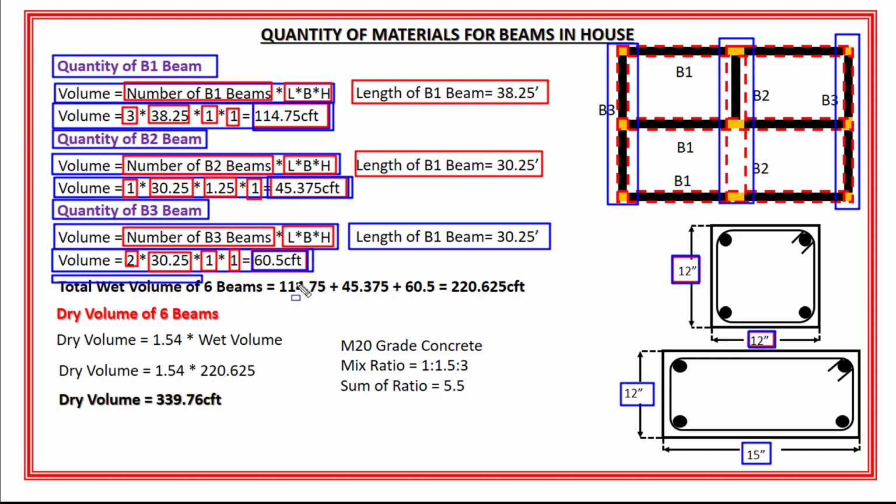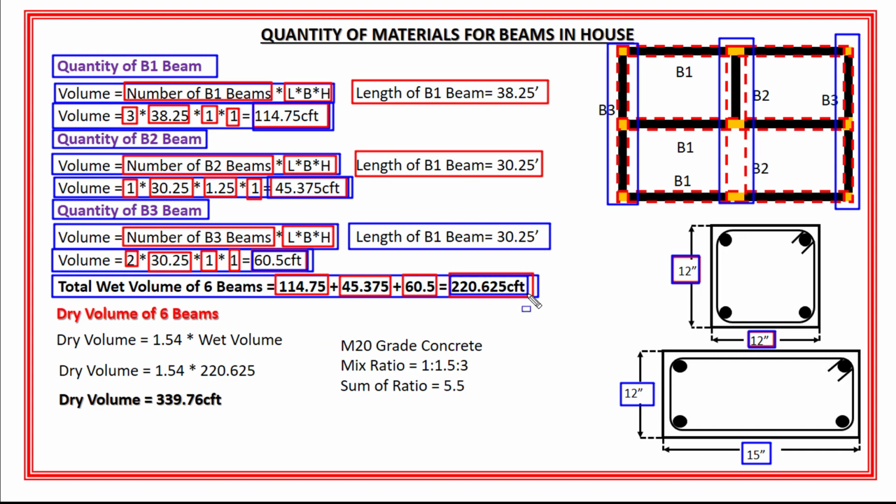So the total wet volume of 6 beams is equal to wet volume of B1 beam, which is 114.75 cubic feet, plus wet volume of B2 beam, which is 45.375 cubic feet, plus wet volume of B3 beam, which is equal to 60.5 cubic feet. And the total wet volume of 6 beams will become 220.625 cubic feet.